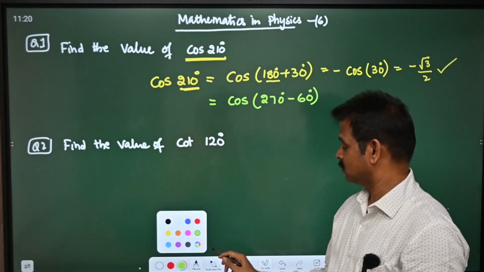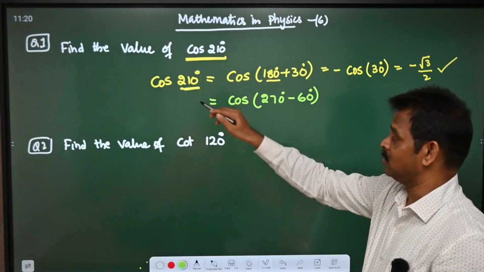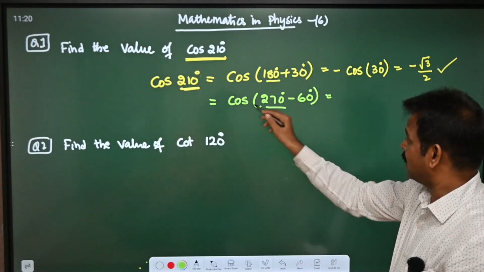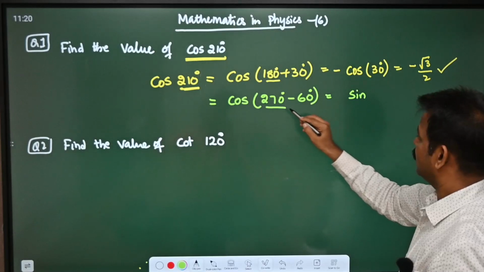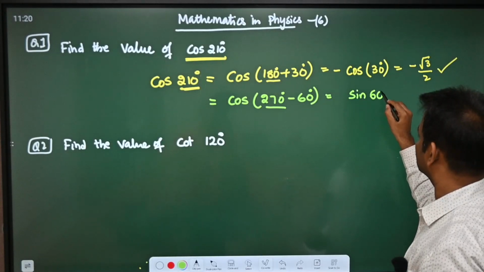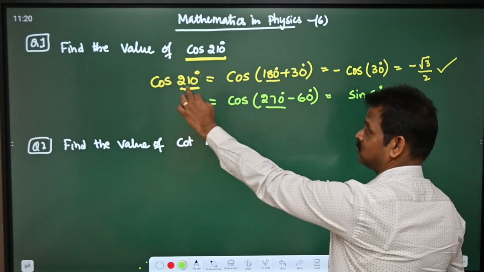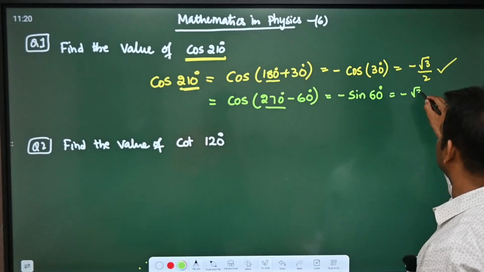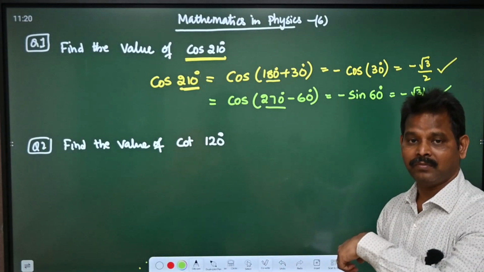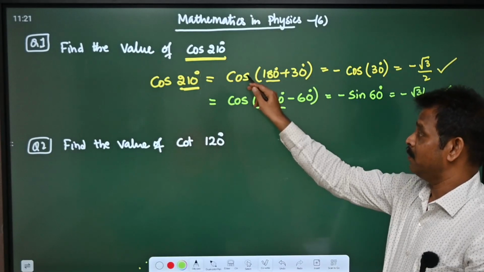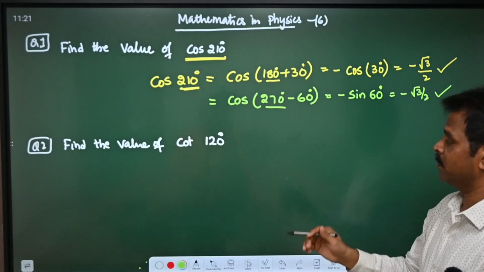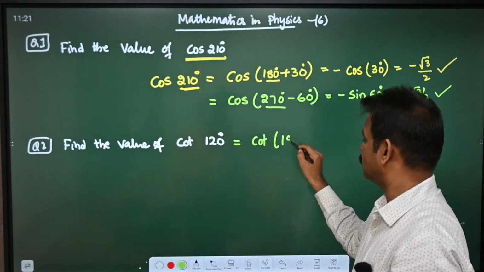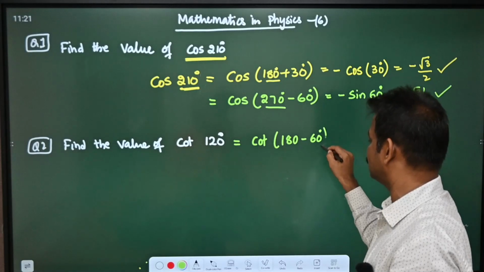Now if you take the other one, cos 210 can also be written as cos of 270 minus theta. Whenever it is an odd multiple of 90, cos will become sin, and cos of 270 minus theta will become sin 60. But cos 210 is in the third quadrant, which is negative, so you will get a negative here. This will become minus root 3 by 2. That means both times we are getting the same answer. The method is slightly different, but the answer remains the same. Similarly, if you take cot 120, it can be written as cot of 180 minus 60.